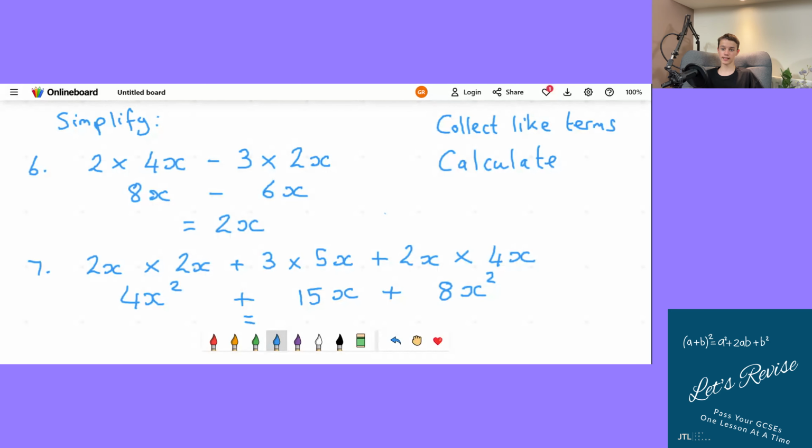So 4x squared plus 15x plus 8x squared. And that is not finished yet because we still have our 4x squared and our 8x squared, which we have to merge. So it's 12x squared plus 15x. And that is your simplified answer. 12x squared plus 15x is the answer.